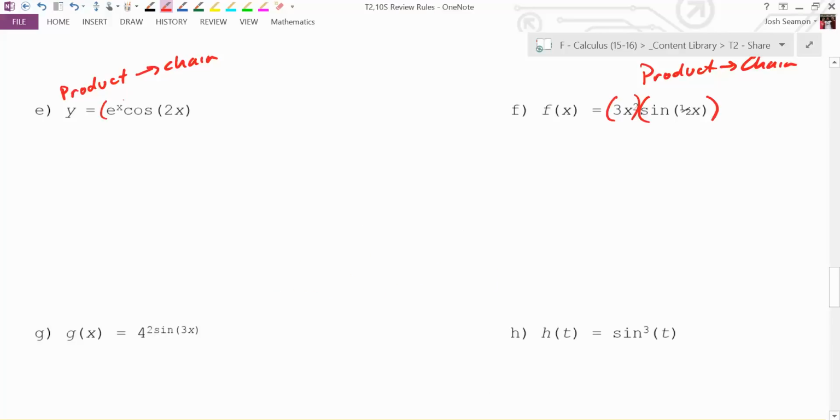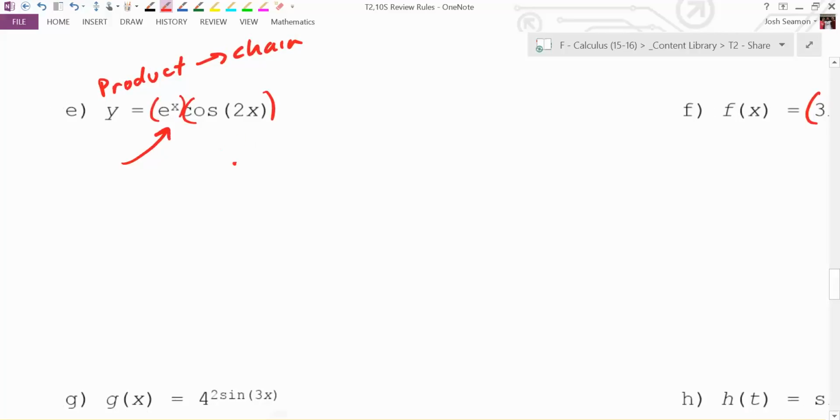There are 2 functions here, the first function and the second function. What's the derivative of the first? It's going to be e to the x cosine 2x plus, now what's the derivative of this? It's the function itself times the derivative of cosine 2x. What is the derivative of cosine 2x? Negative sine of what?